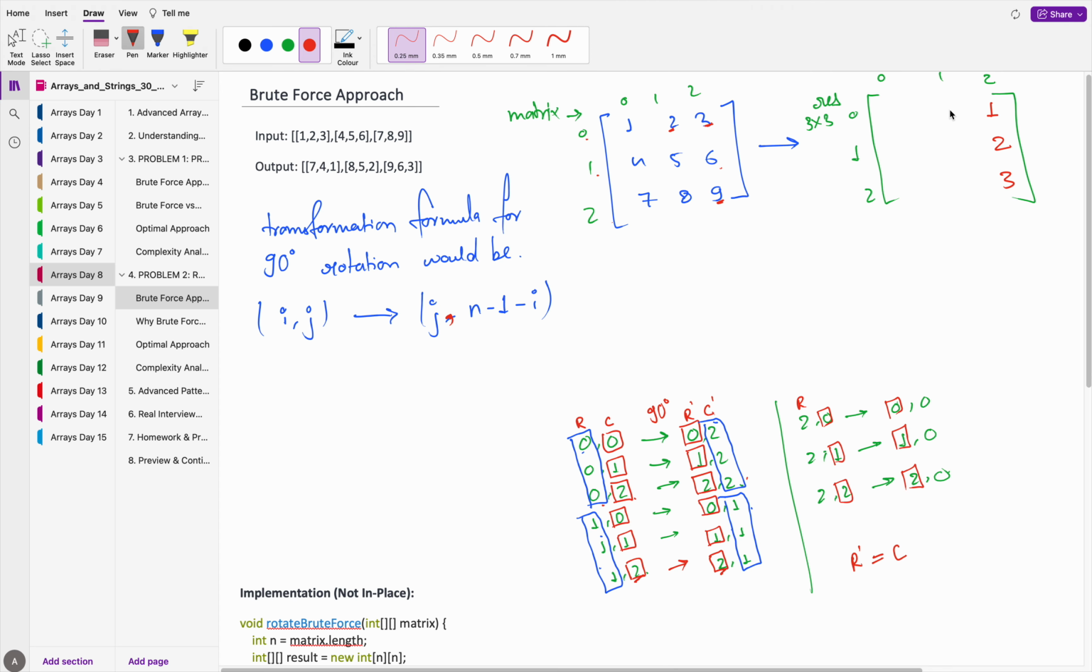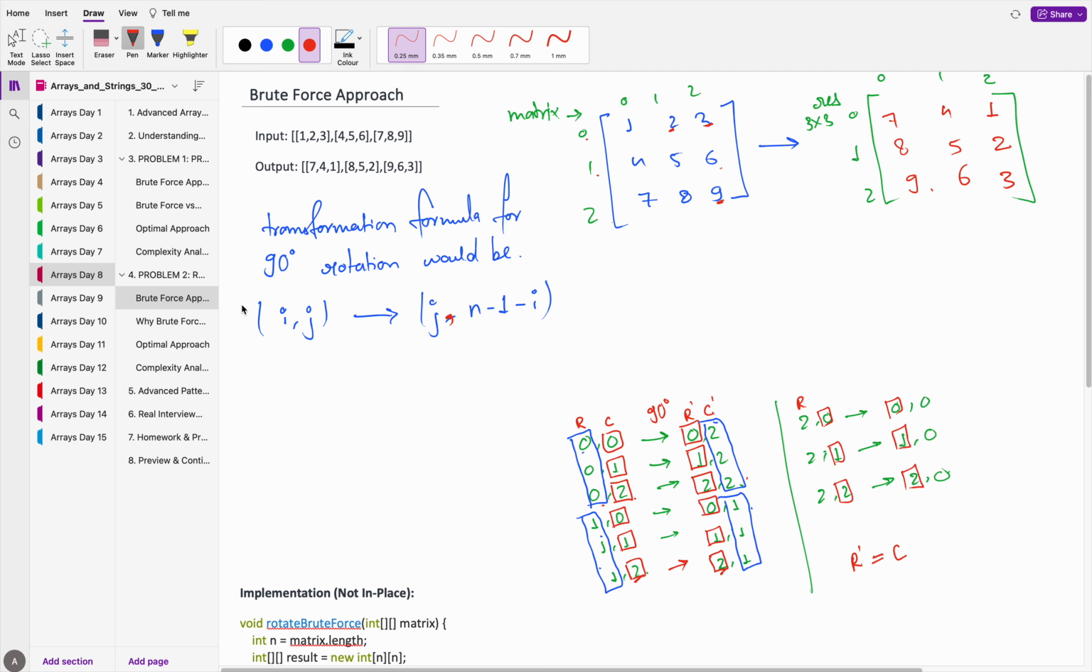Similarly after 1 2 3, 4 5 6 would come here. Okay, and then after that, yeah, 1 2 3 have come here. Okay, 4 5 6 have come here. After that 7 8 9 would be here. 7 8 and 9 would be here. Okay, so that's how things are happening.